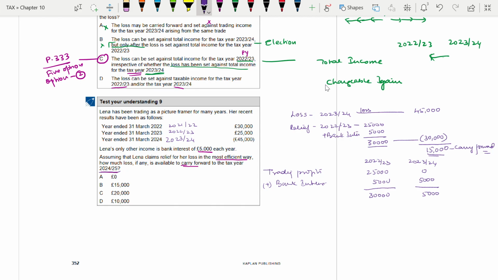Now you will not use the personal allowance. You will use the loss relief. How much is the loss relief? Loss relief is 30,000. You don't have anything here. It has to be against the same trade. Bank interest is not from the same trade.